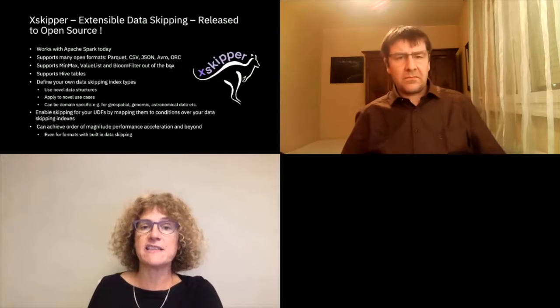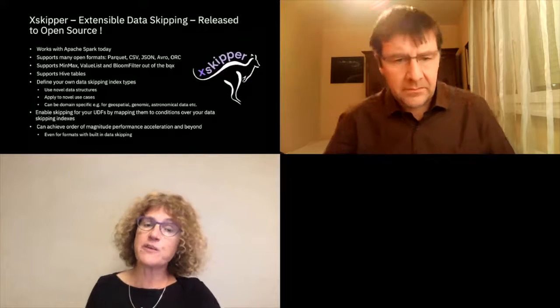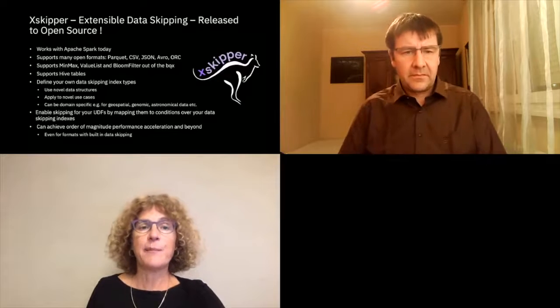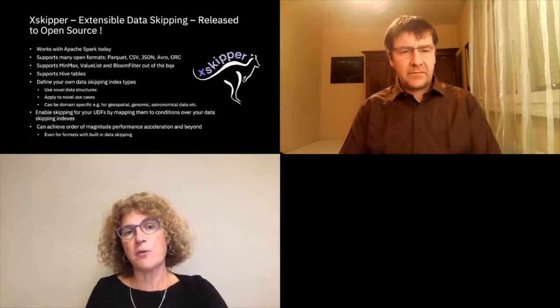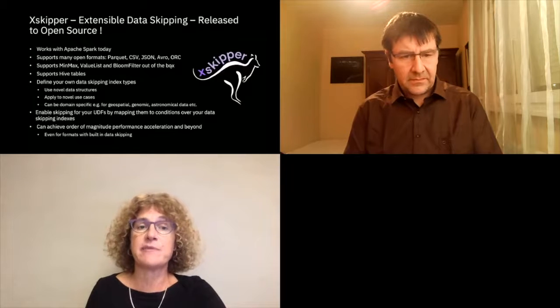So I'm now excited to announce for the very first time the open sourcing of Xkeeper, our extensible data skipping library. Xkeeper works out of the box with Apache Spark, and it supports many open formats: Parquet, CSV, JSON, Arrow, and ORC, and also supports Hive tables. And out of the box, it supports min-max, value list, and Bloom filter index types.